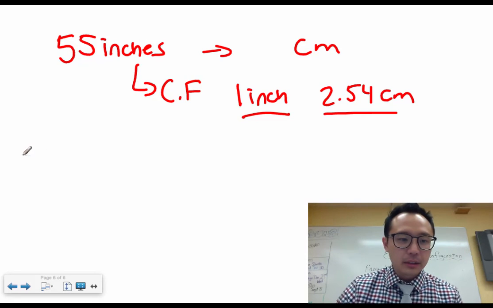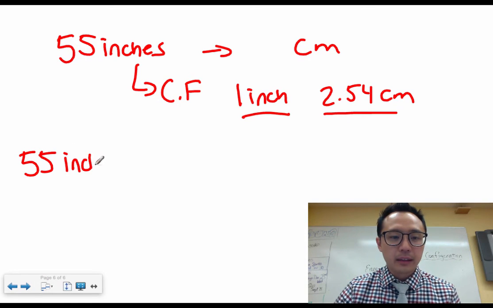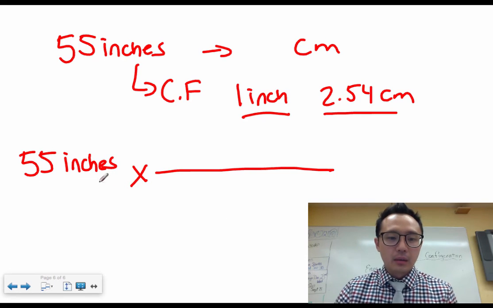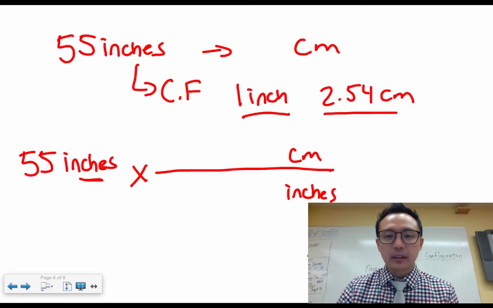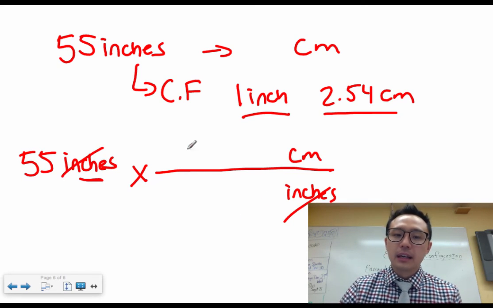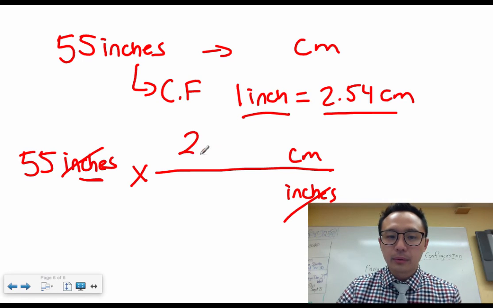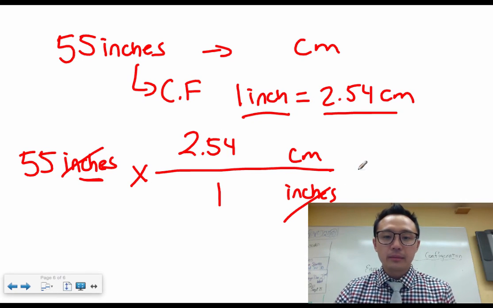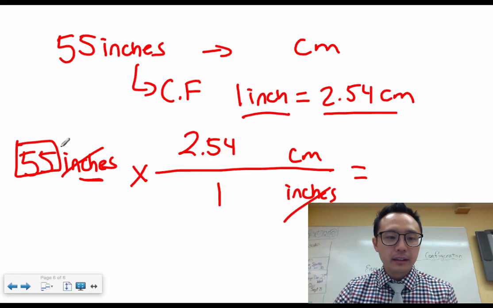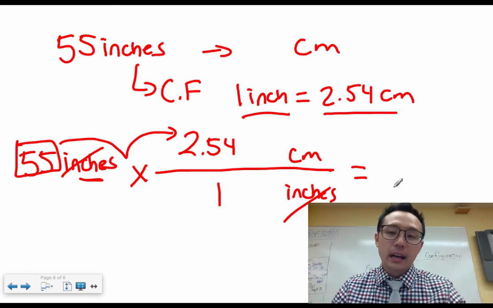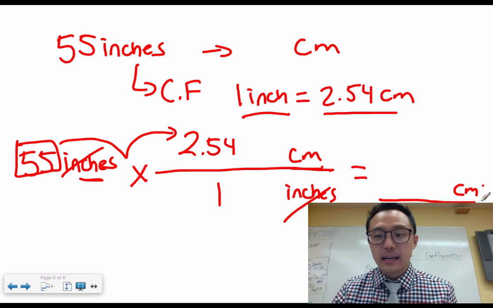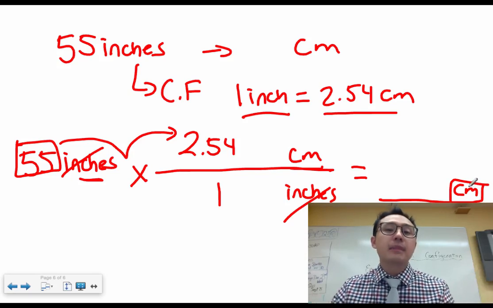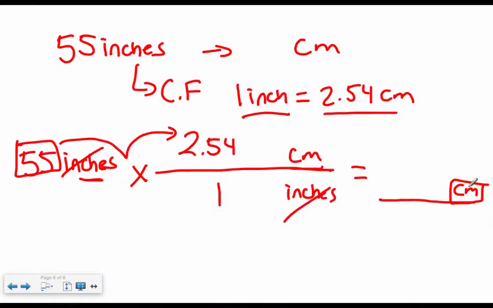So I'm going to start my setup with 55 inches, times a division bar. What I started with goes into the bottom, so inches at the bottom and centimeters at the top, because the inches will cancel. I put my conversion factor in here, so 2.54 centimeters divided by 1. Now you have 55 times 2.54, and whatever that number is, that's your answer. And don't forget the units of cm. So that's your unit analysis, or dimensional analysis as the fancy term, but it's very straightforward and also very important.